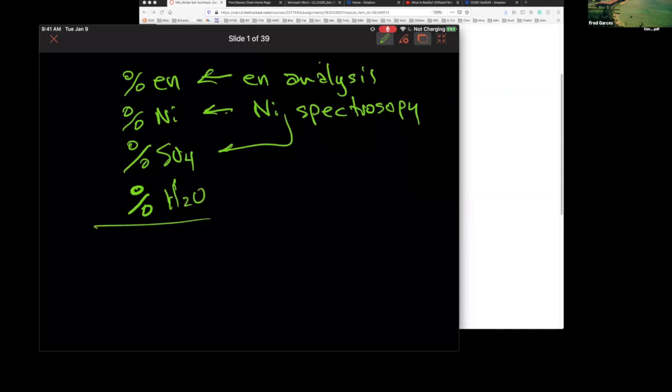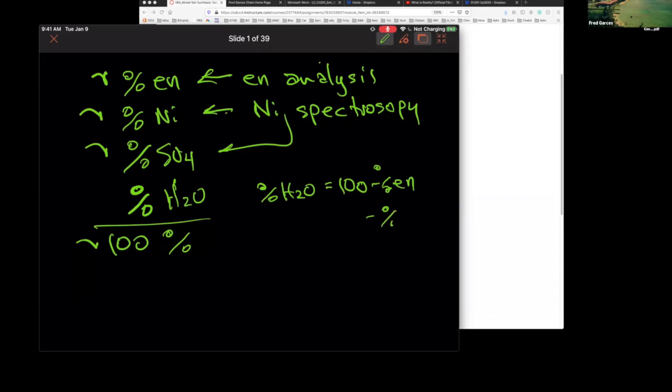This whole thing should add up to 100%, okay? Because those are the only components in this particular synthesis. You know this, you know this, and you know this, and you know it has to add up to 100%. So your percent water is equal to 100 minus percent ethylene diamine minus percent nickel minus percent sulfate. That right there is your percent water. And everything should add up to 100%.